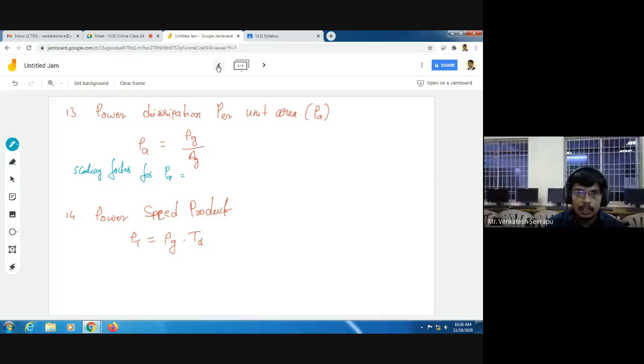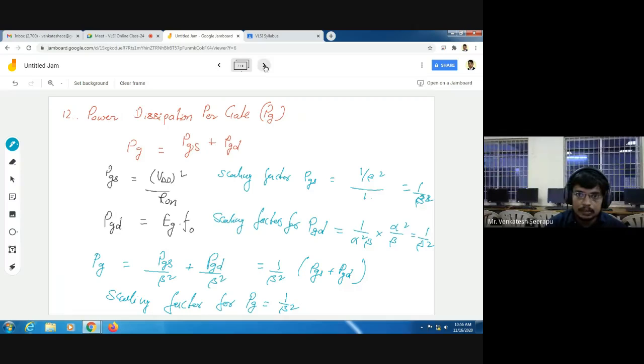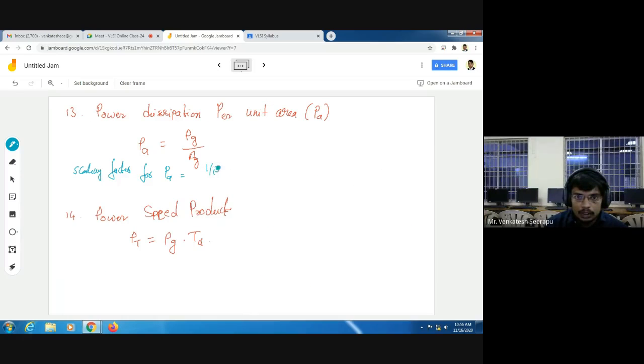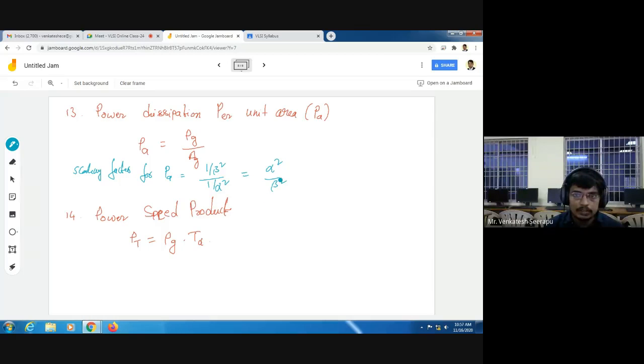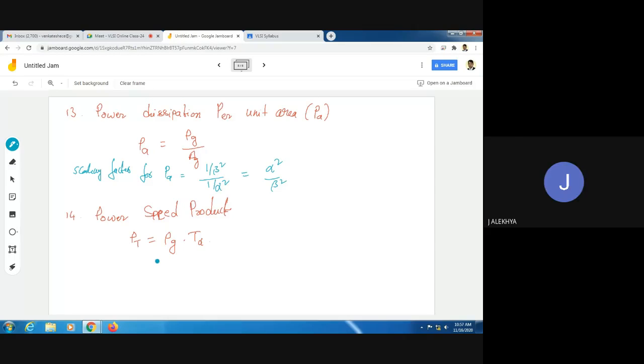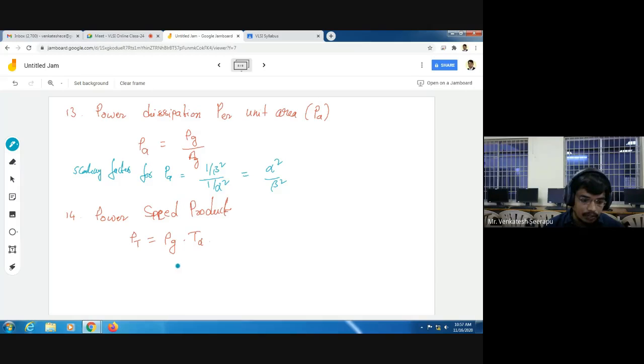PG has a scaling factor 1 by beta square, and Ag has a scaling factor 1 by alpha square. Now tell me the scaling factor for PT, the power speed product. Sir, alpha square by beta cube? Alpha square by beta square? No. 1 by alpha square beta.